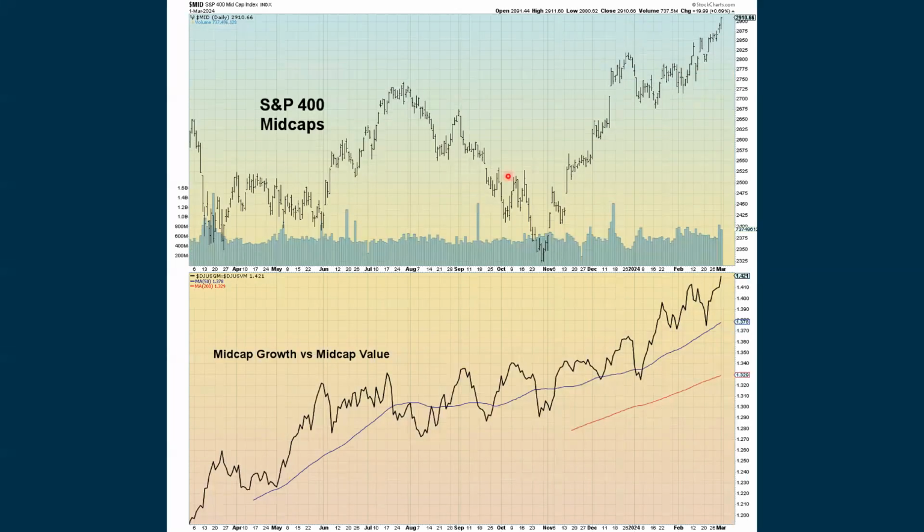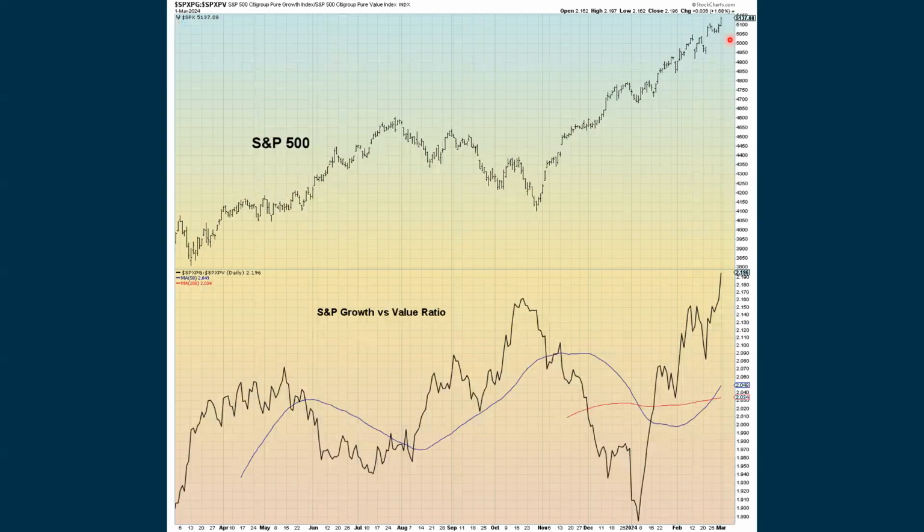We also look at mid caps, which are looking a little bit stronger. We're seeing growth outperforming, and we're seeing a little bit more of a breakout when we look at the index itself. This is showing S&P 500 growth to value, and we finally were able to get above this previous high, and this is showing some improvement as well. So growth seems to be holding up for the time being.